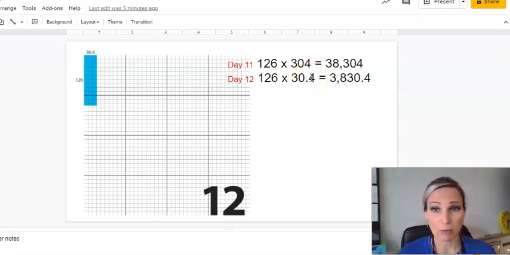And we know that when we divide one of our factors by 10, then we need to divide our answer by 10. So we took 38,304, divided that by 10 to just move everything over one place value to the right, and we get 3,830 and 4/10. Notice, same digits as the previous answer, just everything's in a different place value. Okay, so let's take a look at Saturday.